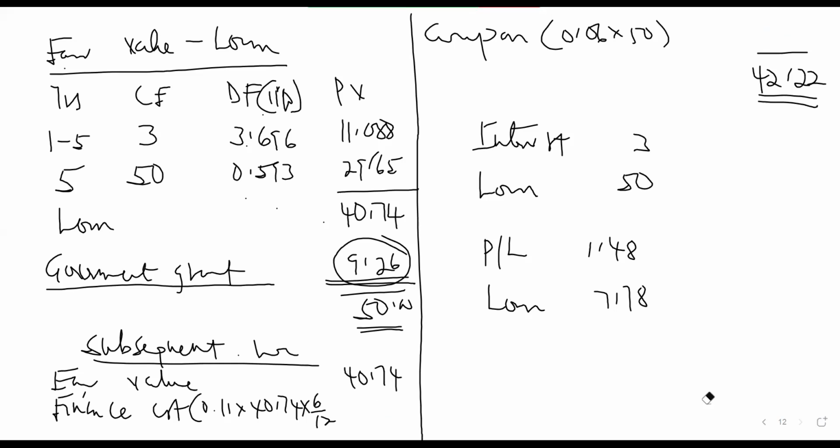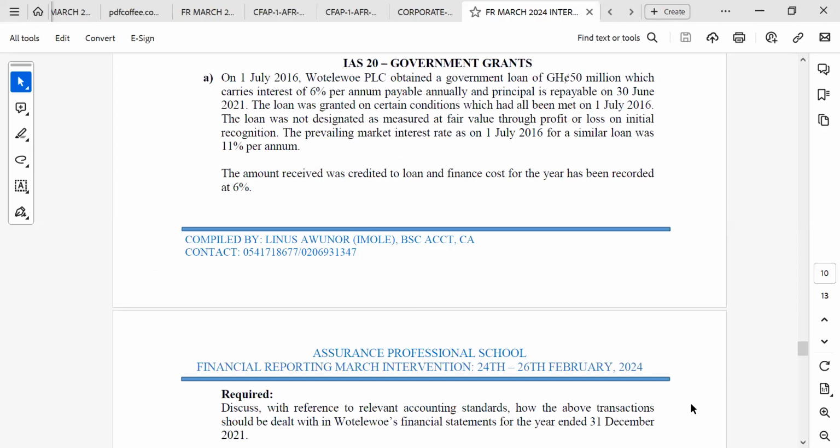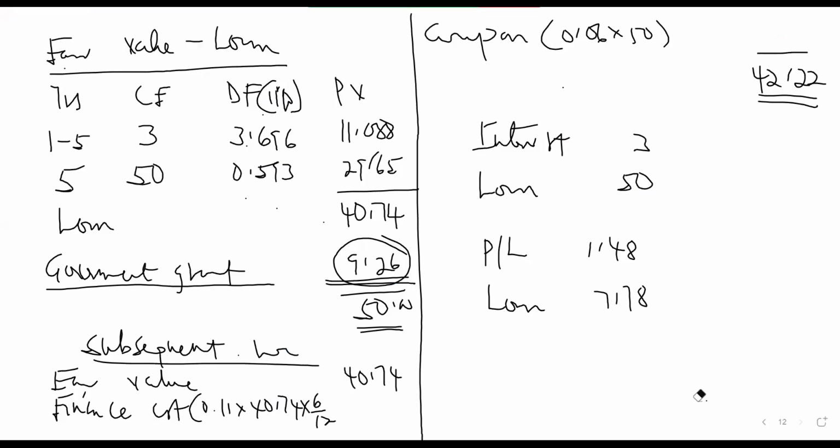Okay, but the question still says they have paid the interest. So they have paid only 1.5 out of that, because that will be only 6 months. Okay, but let me see whether they have said that the interest has been paid. Credited to this one, and finance cost for the year has been, okay. So no interest has been paid. The interest will be paid on 30th June, 1 year in arrears. So this will be dash.